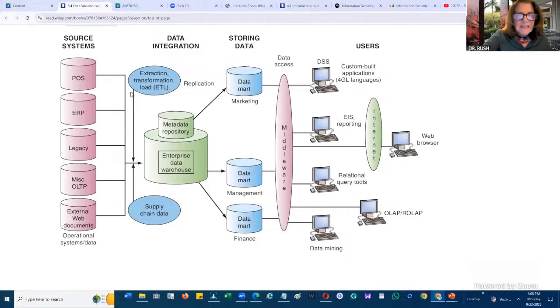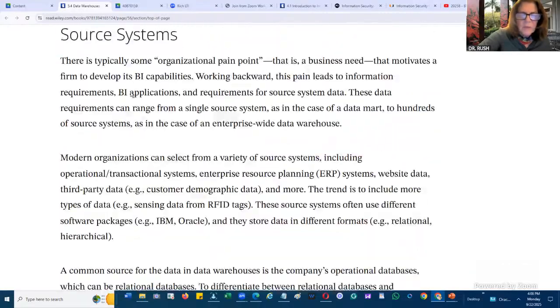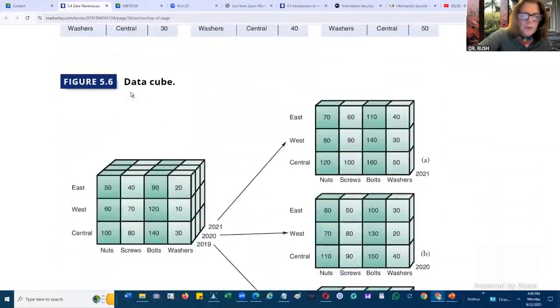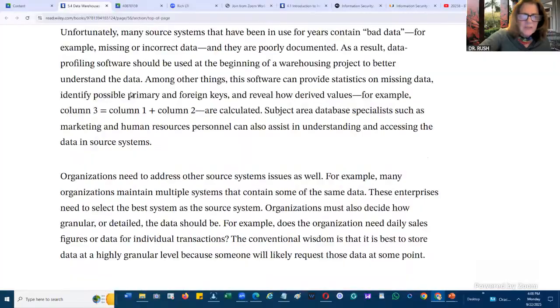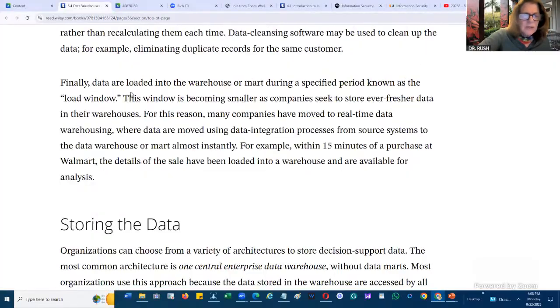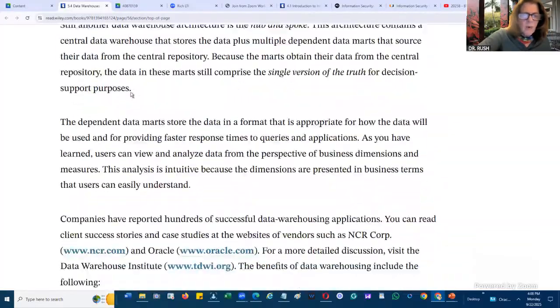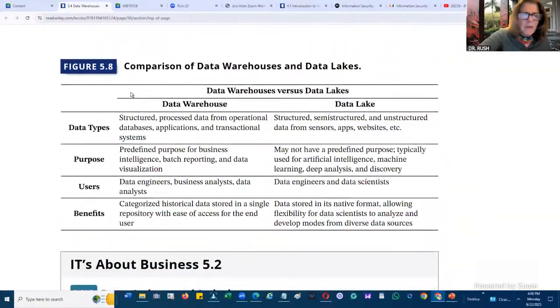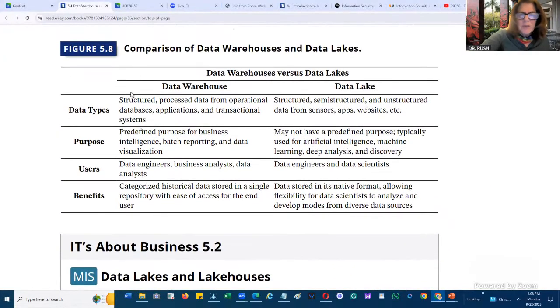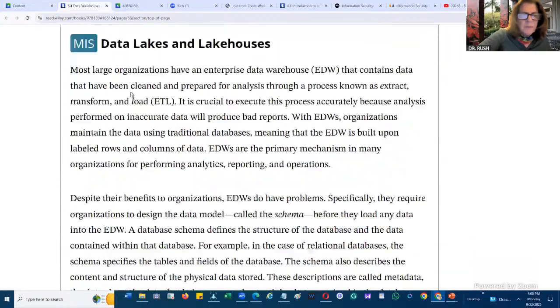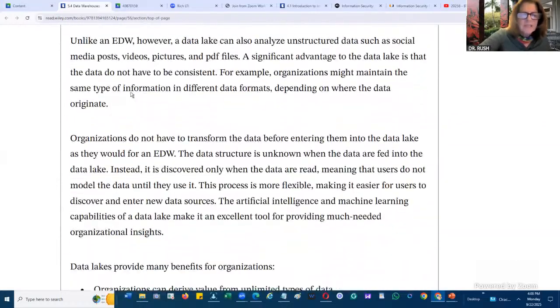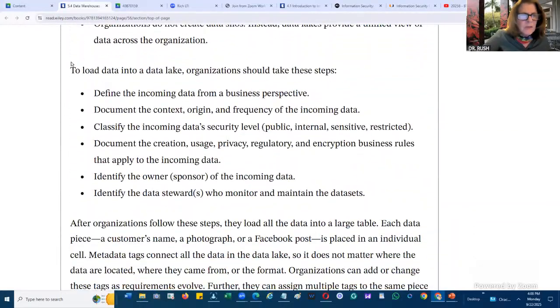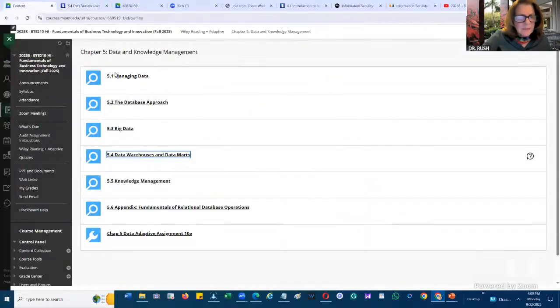So this is the key in which we talk about all those sources. Here they talk about relational databases. You don't need to worry about those, but you can think about those benefits of the data warehouse is to give my information.